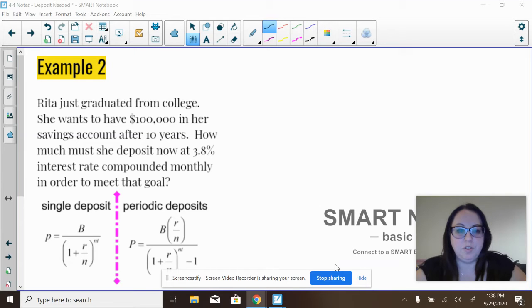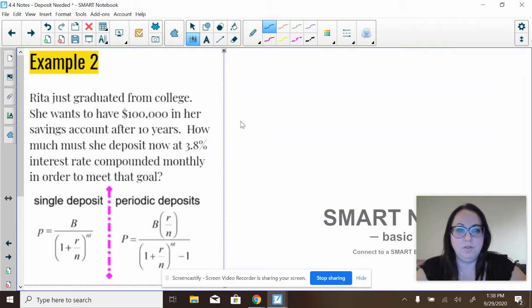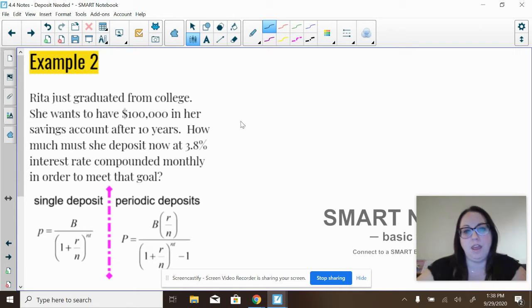Okay, so we're looking at example 2. We're going to decide the same thing that we did on example 1. Read through it, decide if it's a single or a periodic deposit. On example 2, it says Rita just graduated from college. She wants to have $100,000 in her savings account after 10 years.